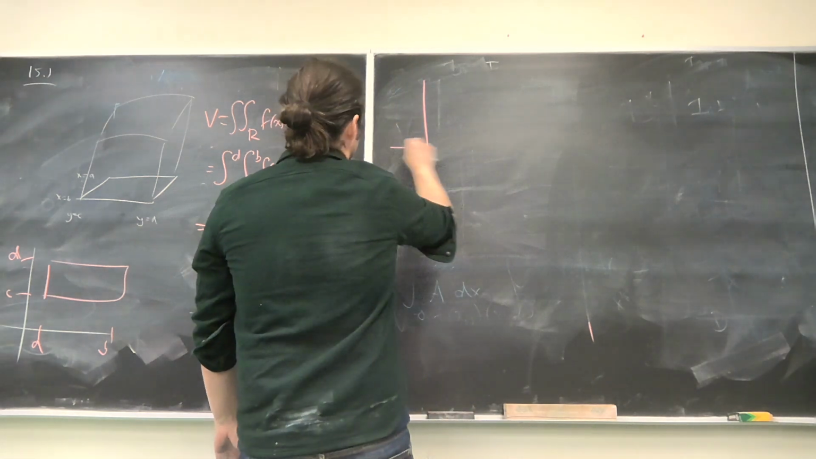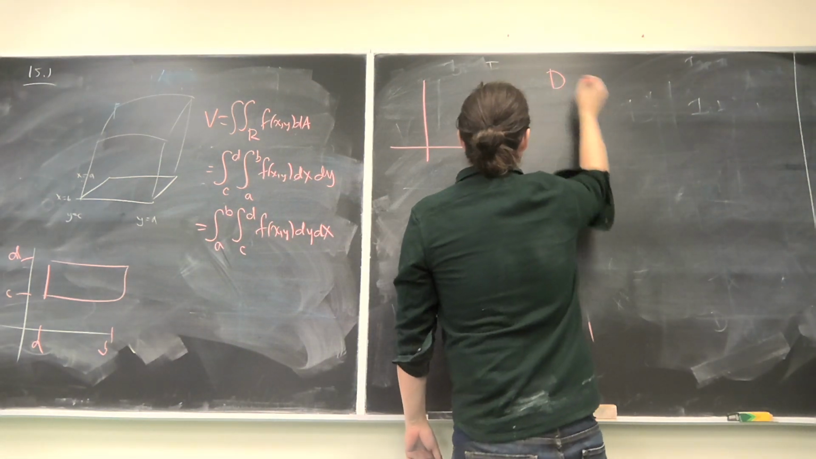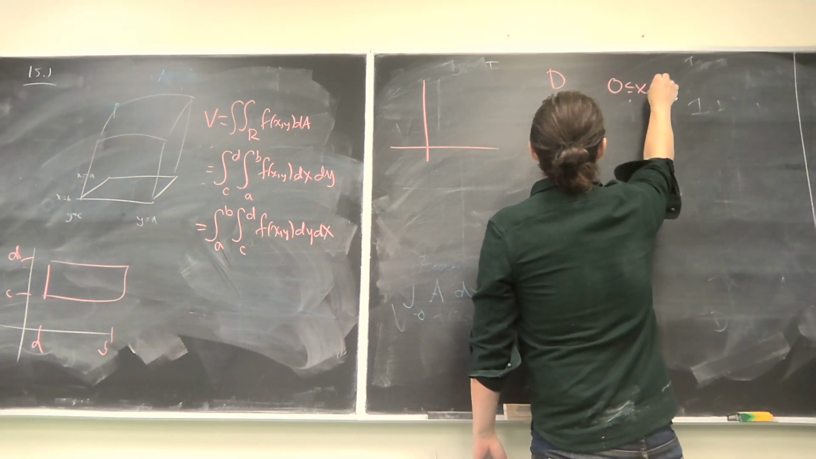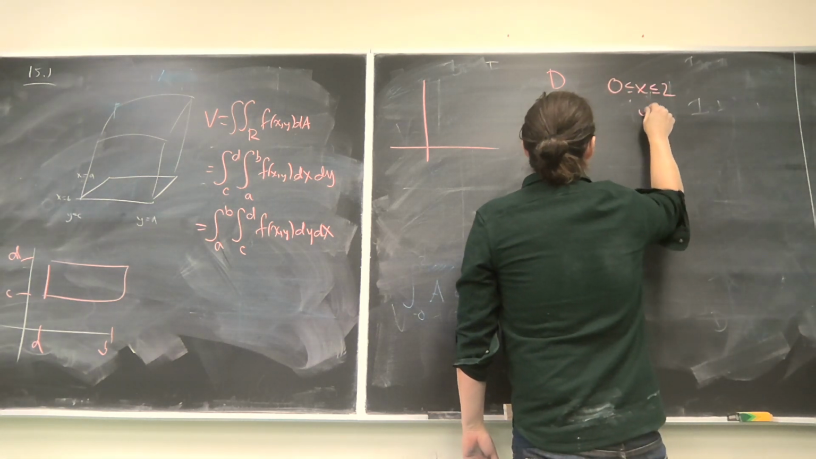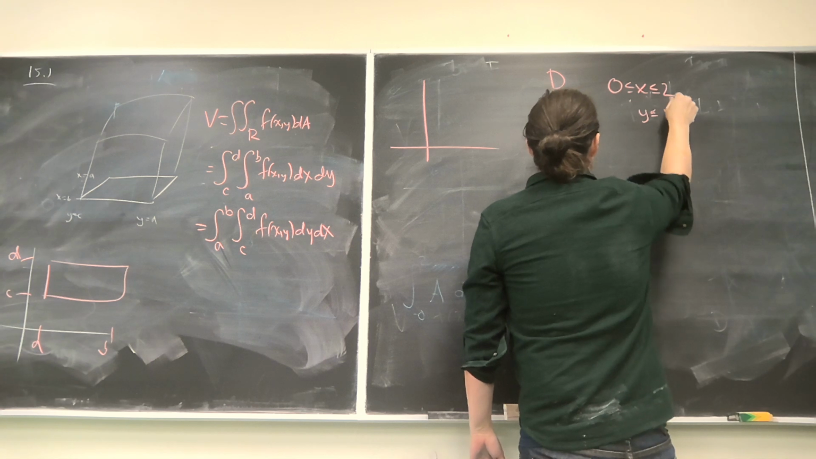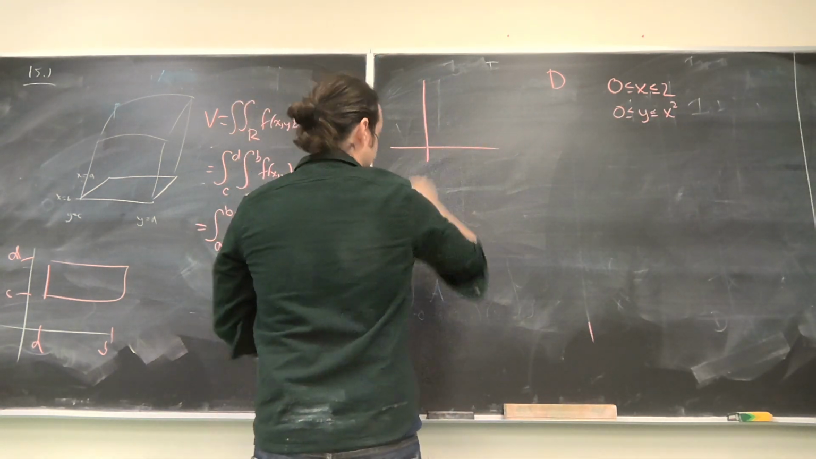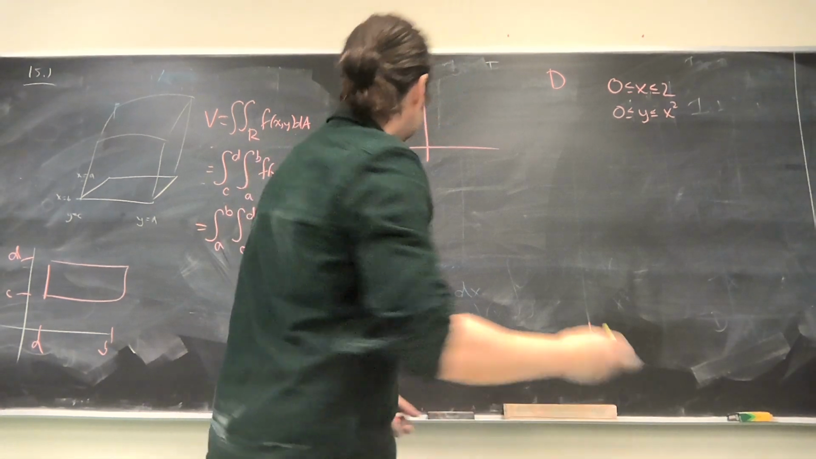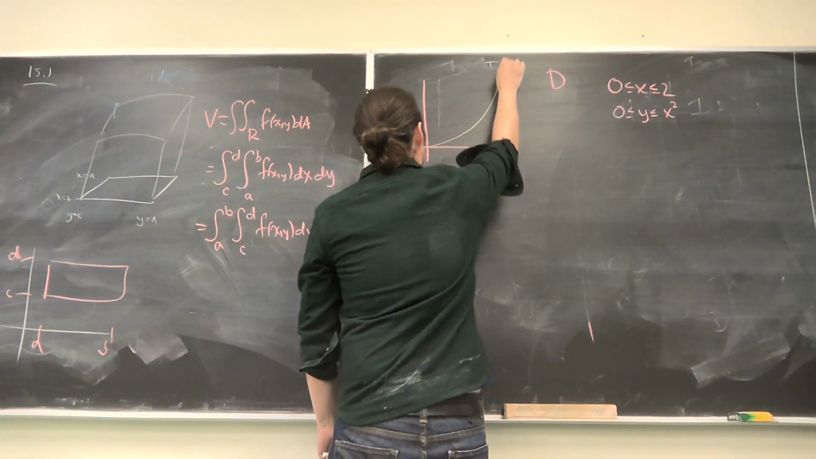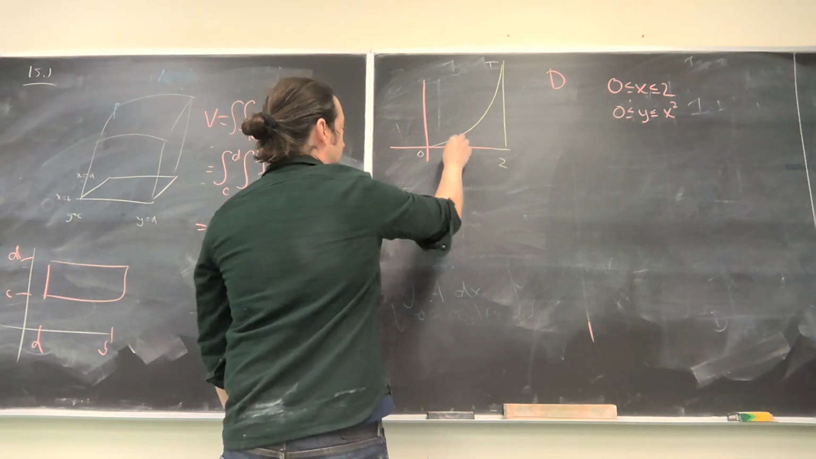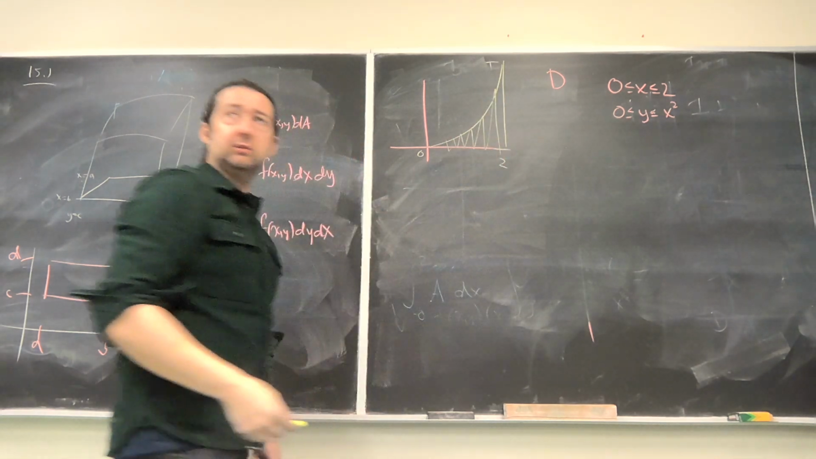So imagine instead we have a domain D where the x values are stuck between 0 and 2, and the y values are stuck between the function x squared and 0. So that is to say, I have now a region that looks like this. So there's 0, there's 2, and I'm integrating a surface over a region that looks like that.